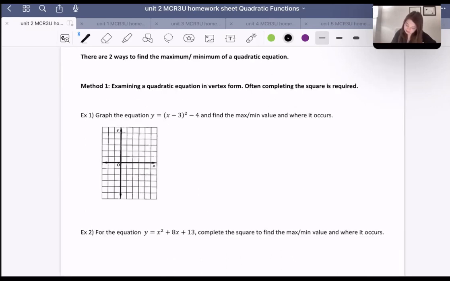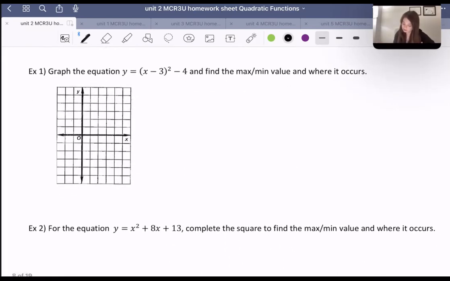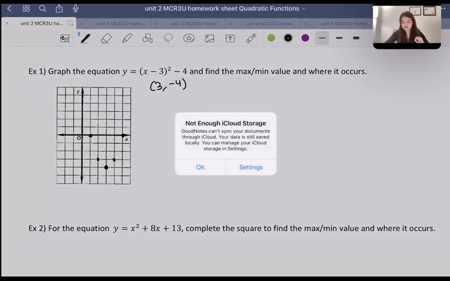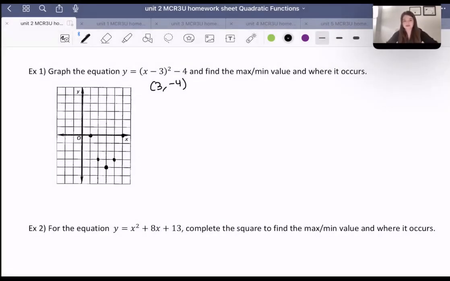Let's start with this example where it says graph this equation and find the minimum or maximum value and where it occurs. So for this one, we know that our h comma k is 3 comma negative 4. So that's right here. And we're just going to do our regular over 1 up 1, over 2 up 4 pattern. If you're unfamiliar with graphing this, there is an entire video on that, so go check that out if you haven't already. It's lesson 2 in the series 1, if you're interested in that.